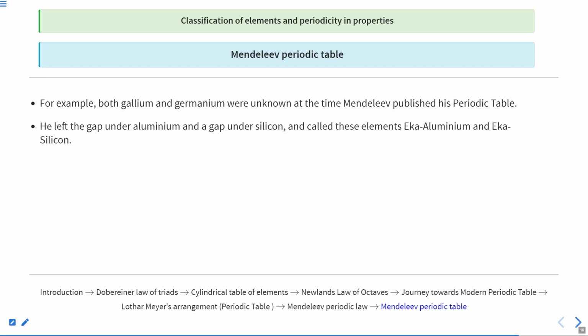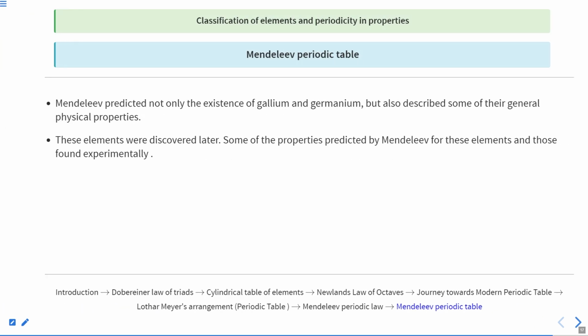He predicted that these vacancies will be filled up by new elements that will be discovered in the future with good technology. Now, the gap he left was under silicon. So we'll see this in the Mendeleev periodic table. The gaps he left were under aluminum and under silicon. The element under aluminum he called eka aluminum, and the element under silicon he called eka silicon.